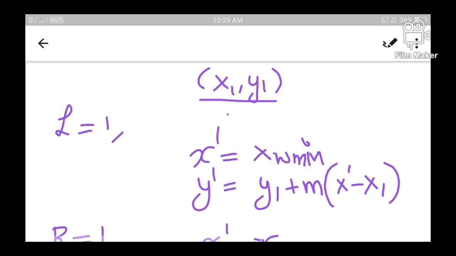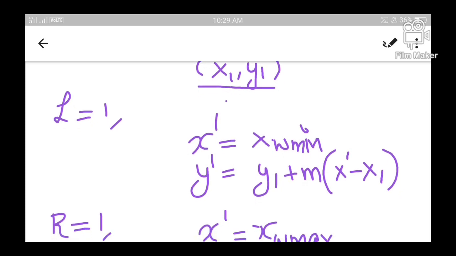Rule says in the region code, if the left bit is 1, it indicates that the point requires left clipping. If the right bit is 1, then the point requires right clipping. If the above bit is 1, the point requires above clipping, and if the below bit is 1, the point requires below clipping.